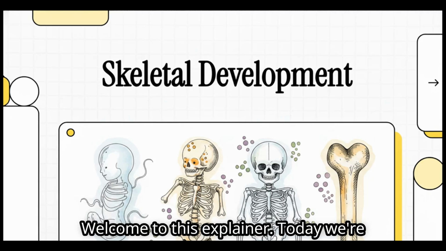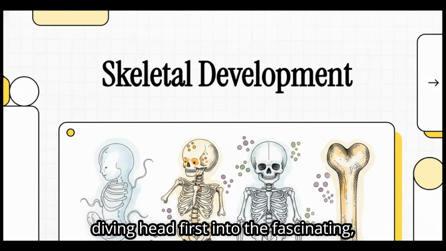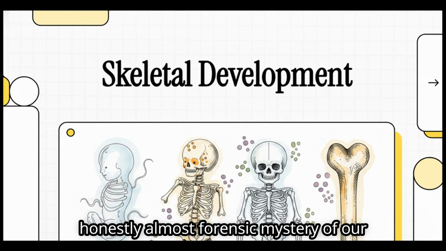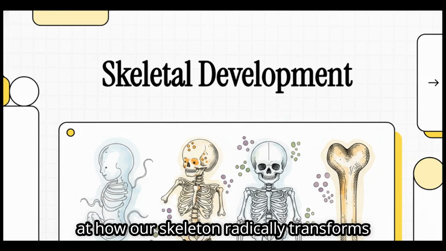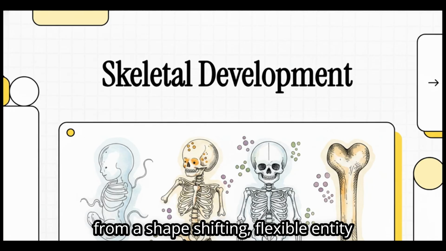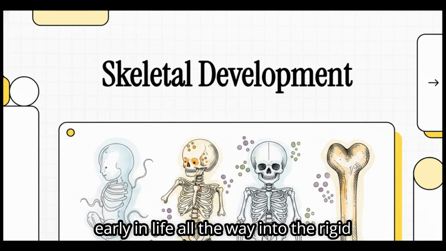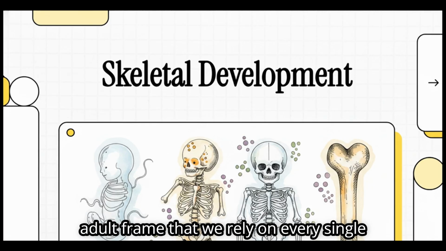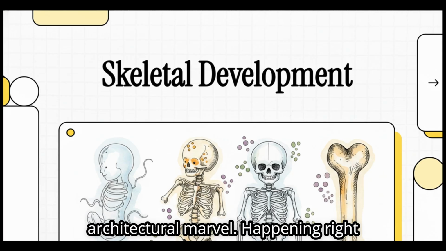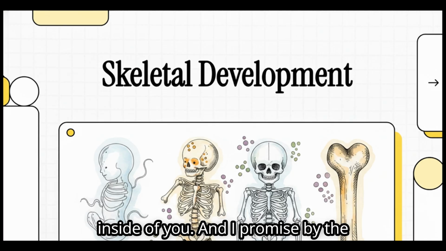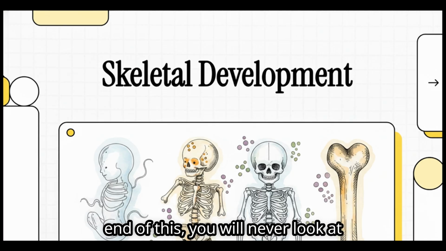Welcome to this explainer. Today, we're diving headfirst into the fascinating, honestly, almost forensic mystery of our own biology. We are going to look closely at how our skeleton radically transforms from a shape-shifting, flexible entity early in life, all the way into the rigid adult frame that we rely on every single day. It's a story of an absolute architectural marvel happening right inside of you. And I promise, by the end of this, you will never look at a human skeleton the same way again.